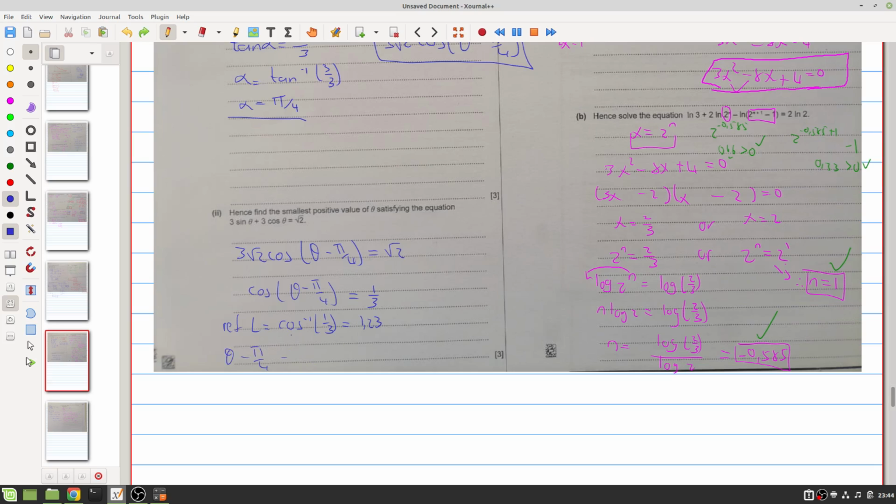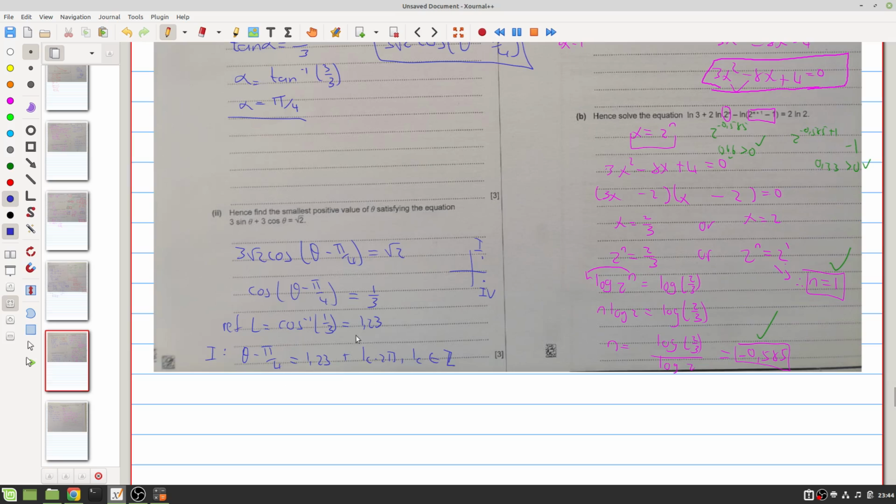So let's just first check which quadrants we are working in. Okay, so we had cos was a positive value. So where's cos positive? Here and here, right? So it's in the first quadrant and in the fourth quadrant. So in our first quadrant, we just have our angle equal to 1.23 plus k times 2 pi, where k is an integer. That's our general solution, right?